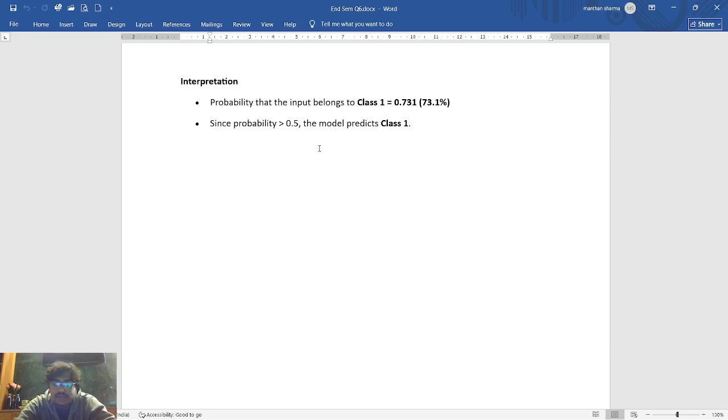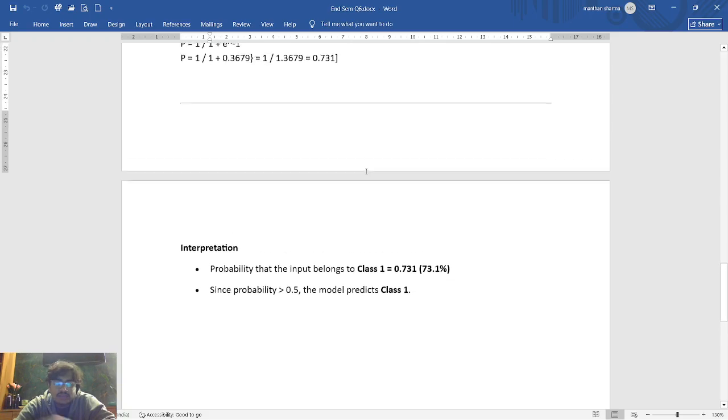If this probability is greater than 0.5, the model predicts class 1, and otherwise it predicts class 0. In our example, 0.731 is greater than 0.5, so logistic regression predicts class 1. Let's summarize what we have learned today. Missing values can be handled through deletion, imputation, and predictive modeling, and logistic regression predicts probability using the sigmoid function. With simple mathematical steps, we can compute exactly how confident the model is in its prediction.